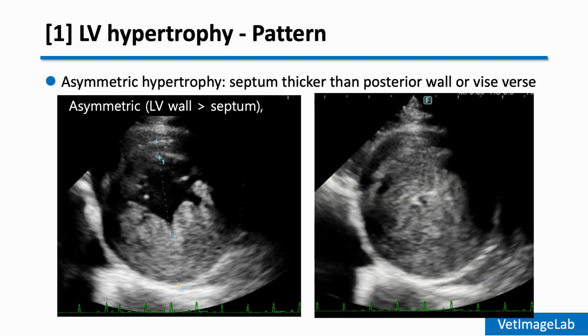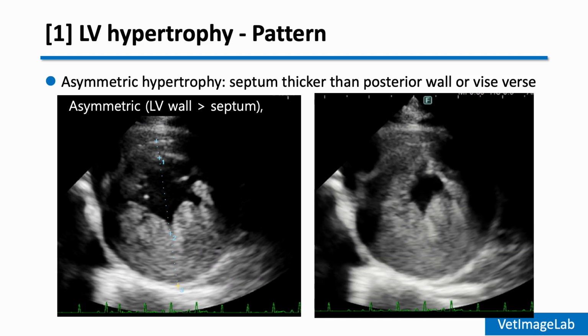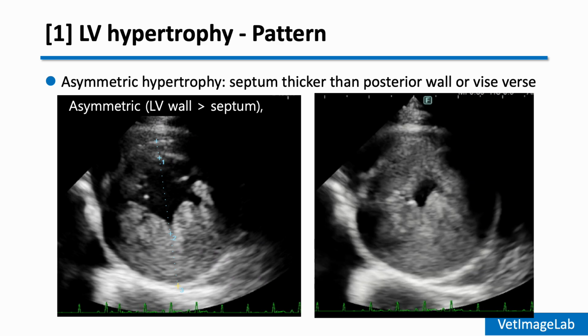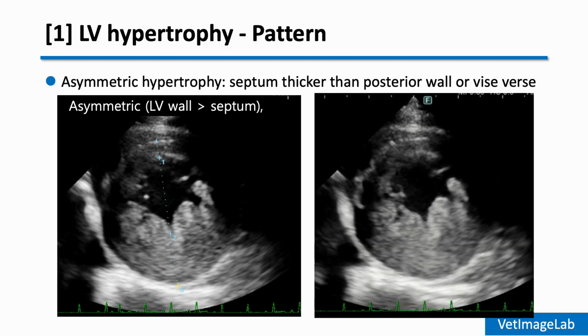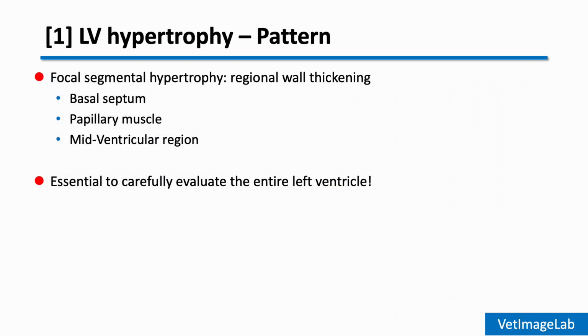However, in asymmetric hypertrophy, as shown in this image, the left ventricular wall may be thicker than the interventricular septum, or vice versa. In some cases with HCM, focal segmental hypertrophy occurs with regional wall thickening, such as the basal septum, papillary muscles, and mid-ventricular region. For this reason, it is essential to carefully evaluate the entire left ventricle during the scan to avoid missing these focal abnormalities.